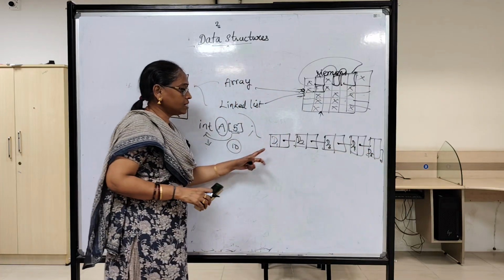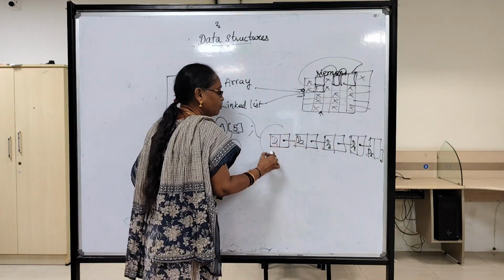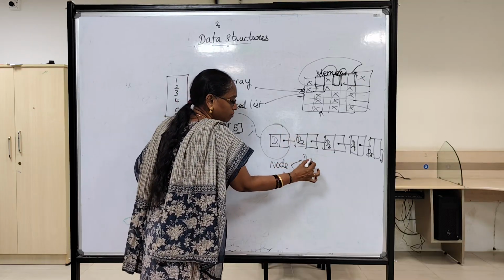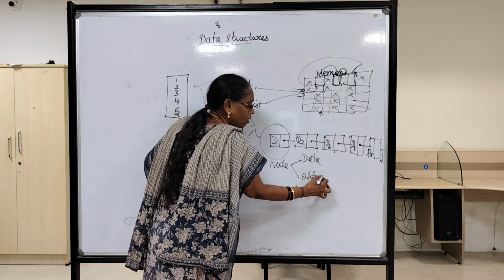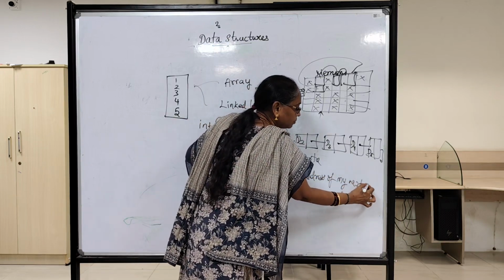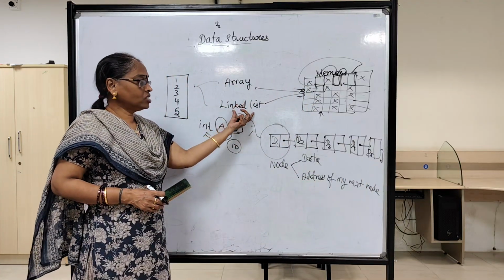So in this case I stored all the 5 data. So this will be considered as one node. The node will contain the data, minimal information, data and the address of my next node. So this is what a linked list representation is.